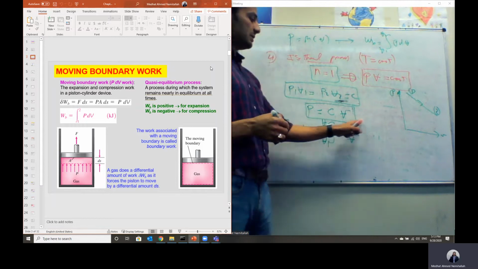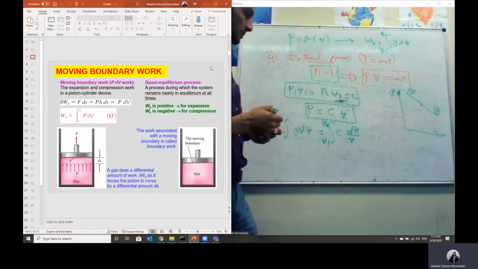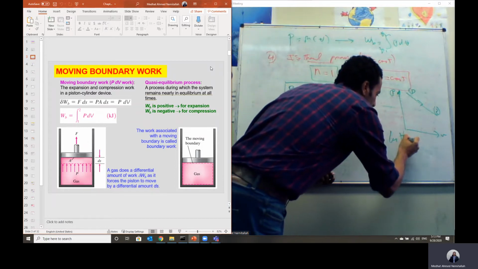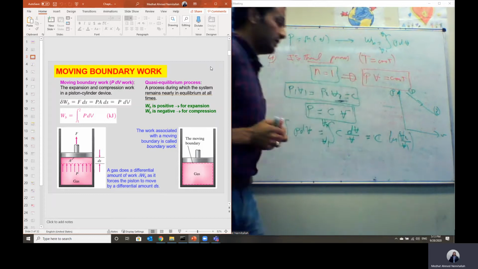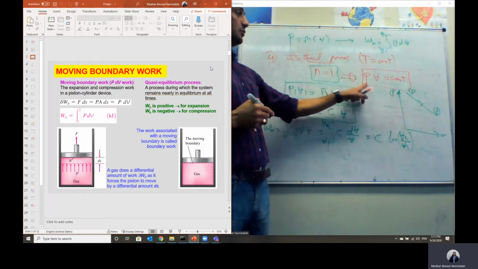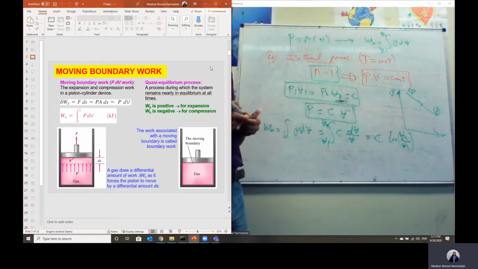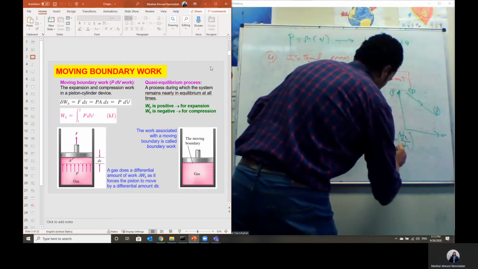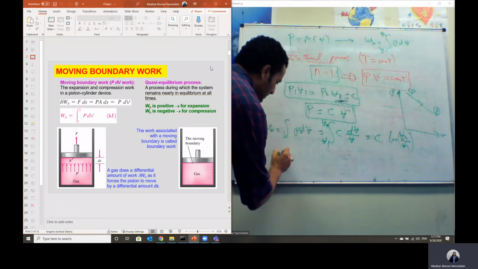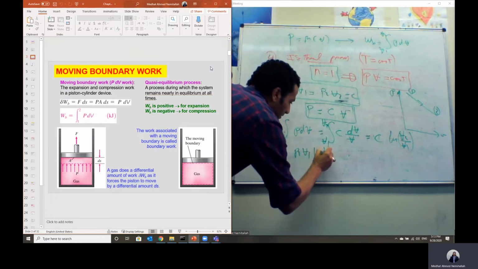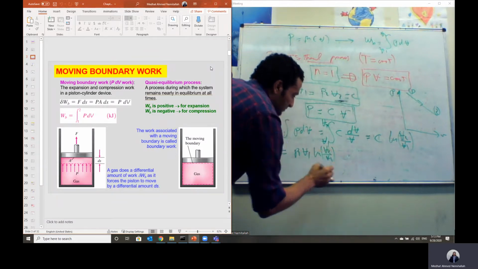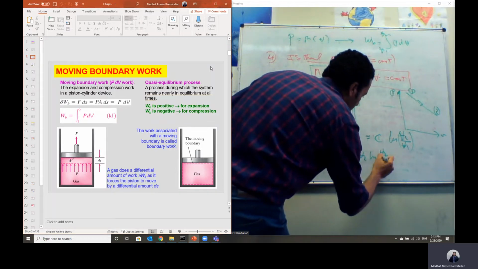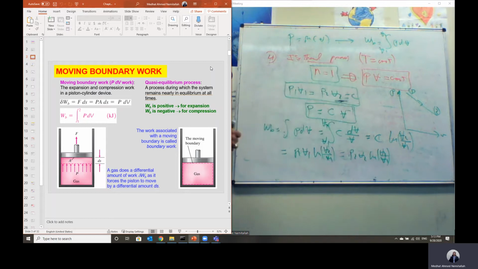This constant we can take out, and the integration of dV over V is then ln of V2 over V1. So this will equal a constant multiplied by ln V2 divided by V1. And this constant is equal to PV, either P1V1 or P2V2. So this should equal P1V1 ln V2 over V1, or it is the same as P2V2 ln V2 over V1.